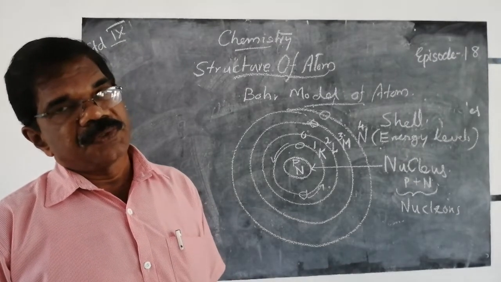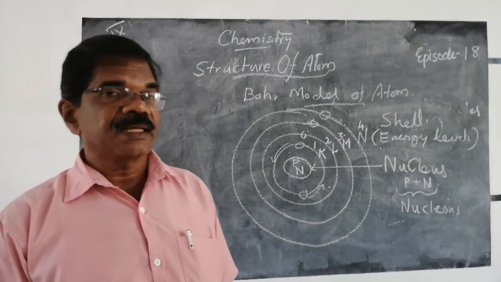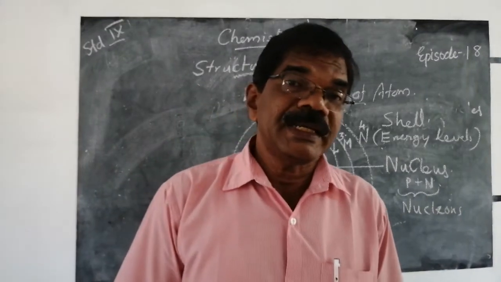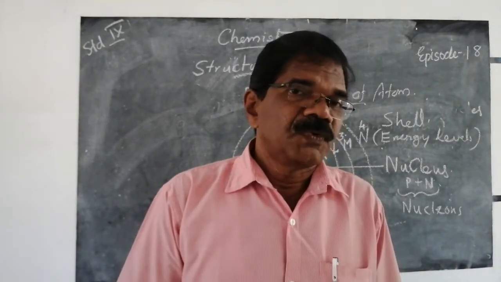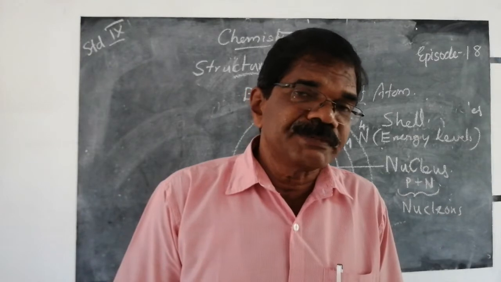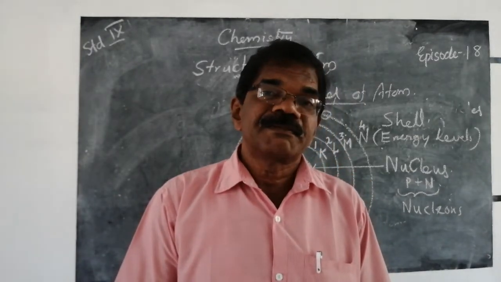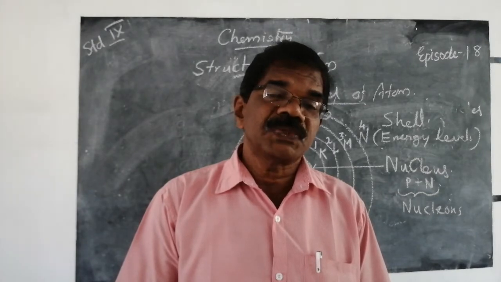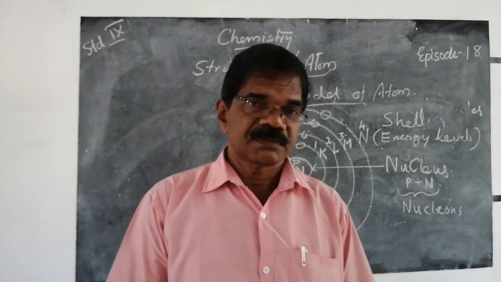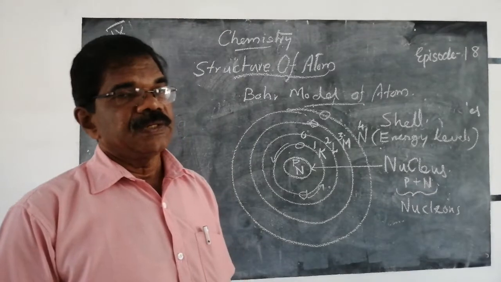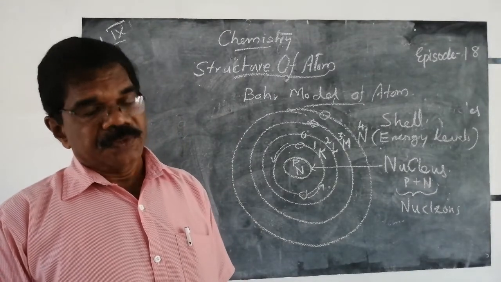Then their charges. What are the two charged particles inside the atom? The two charged particles inside the atom are proton and electron. What is the neutral particle present in an atom? The neutral particle present in an atom is called neutron.